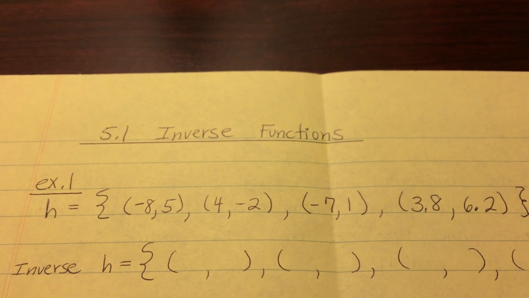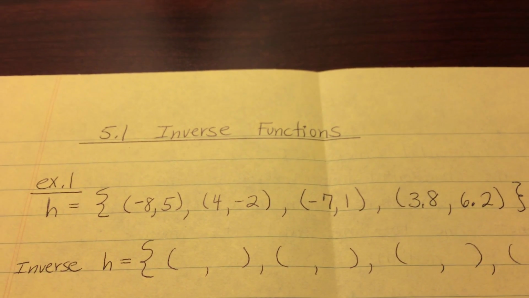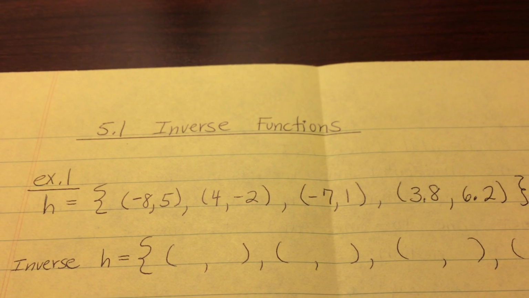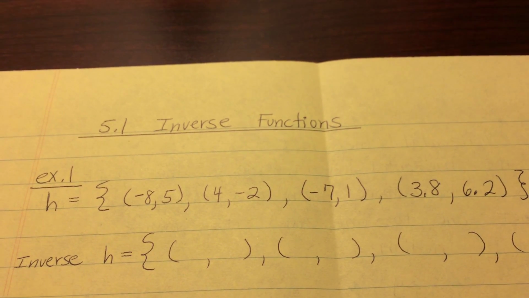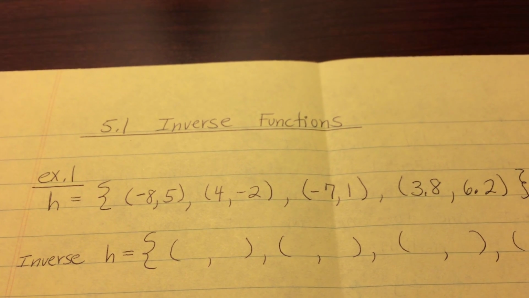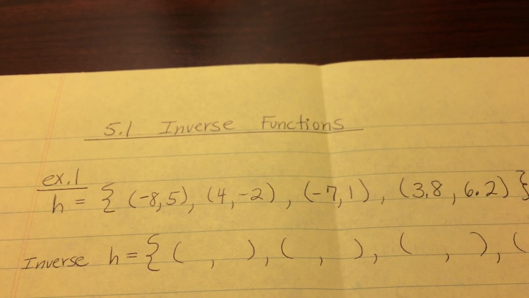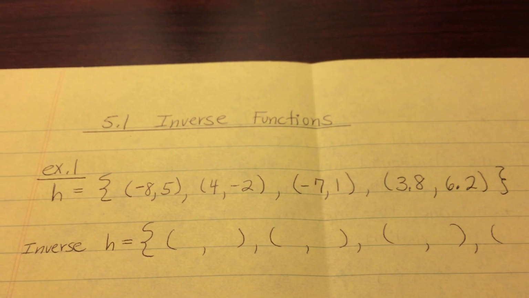Sections on 5.1 inverse functions. So the first part that we're going to do is the inverse relation, which says that if we interchange the first and second coordinates of each ordered pair in a relationship, it produces the inverse function. So what does that mean?